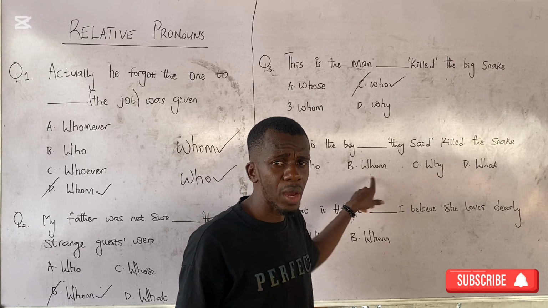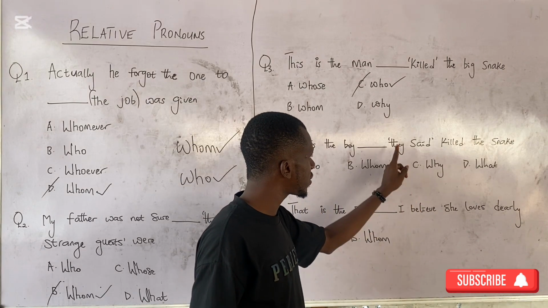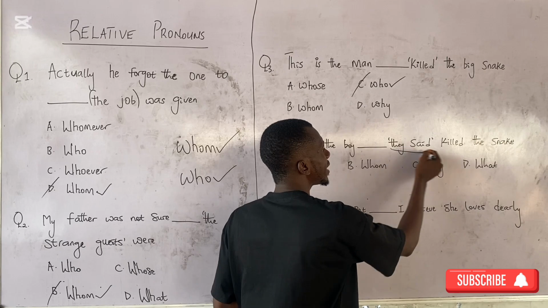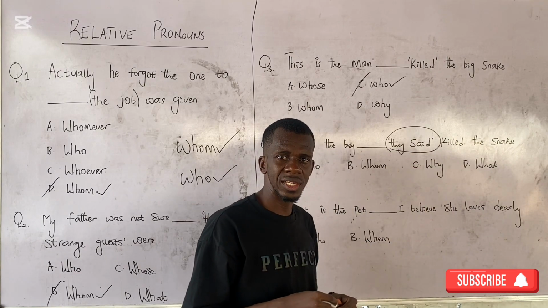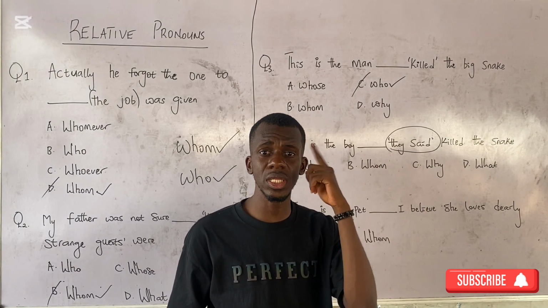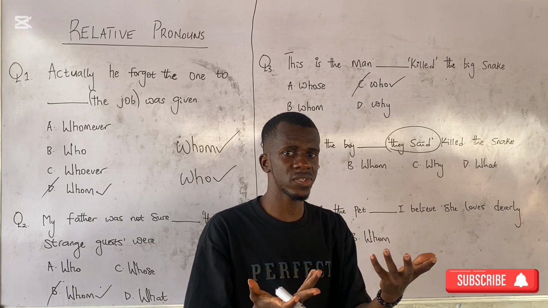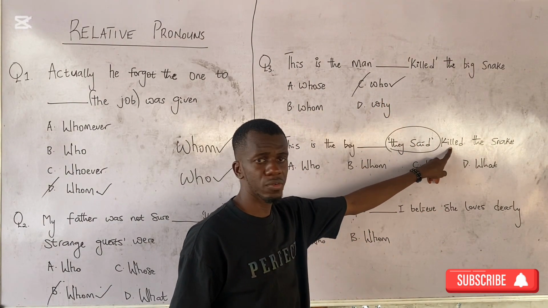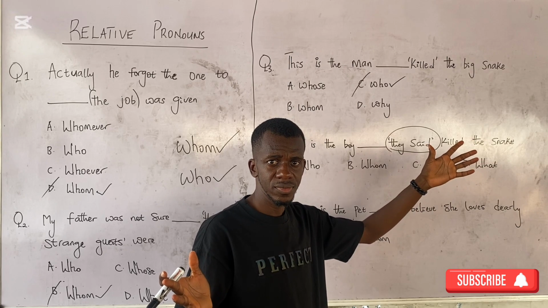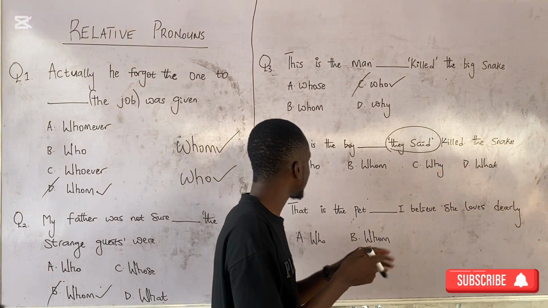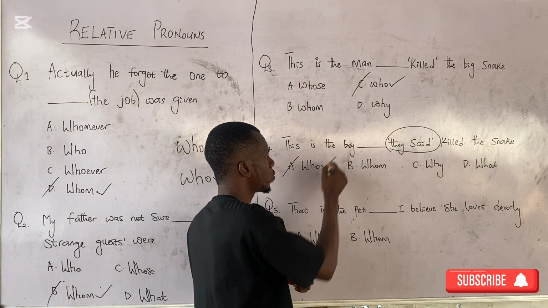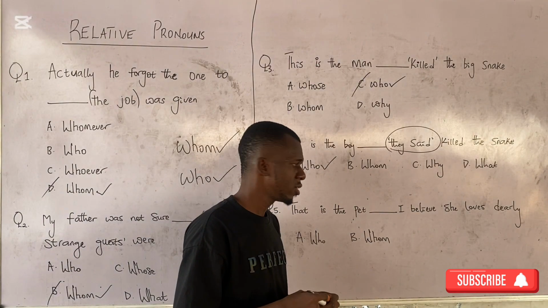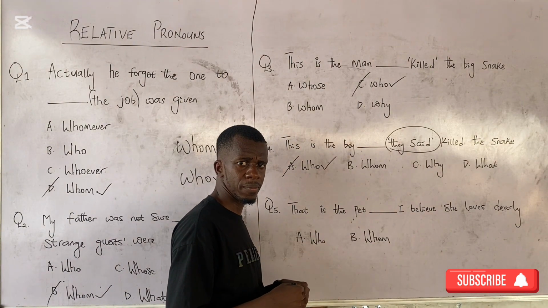Now, what do you do? Like I said, this is the expression that is your parenthesis. They said, somebody thinks, or somebody believes. Now, if I ignore this expression, the next word I'll find is killed, which is a verb. So my answer would remain WHO. Do you get that?